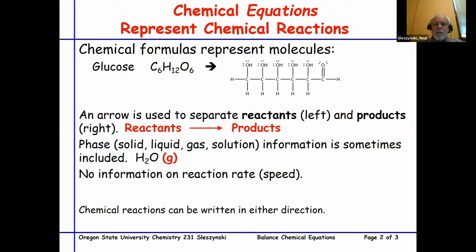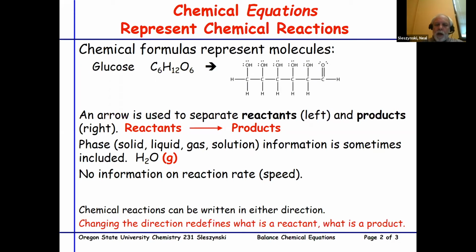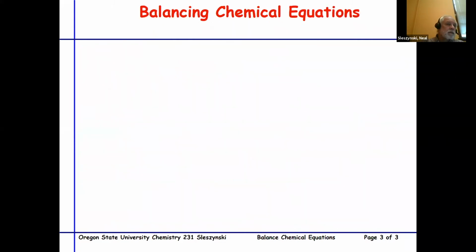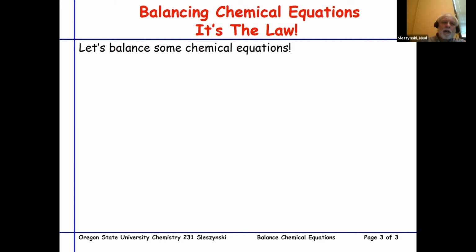Chemical reactions can be written in either direction, and changing which direction the arrow points in redefines what we're defining as a reactant and a product. Well, balancing chemical equations, since it's the law, we have to learn how to do it properly. So let's go ahead and take a look at some examples of balancing chemical equations. We'll start out initially with some easy ones and work our way towards harder ones.